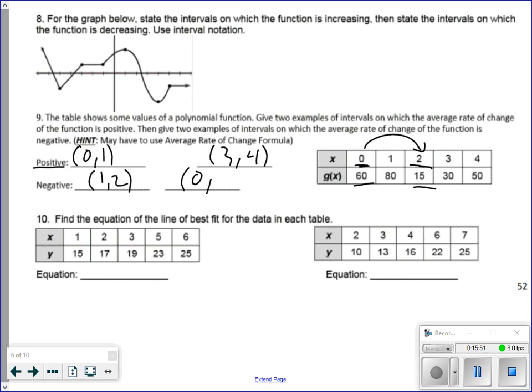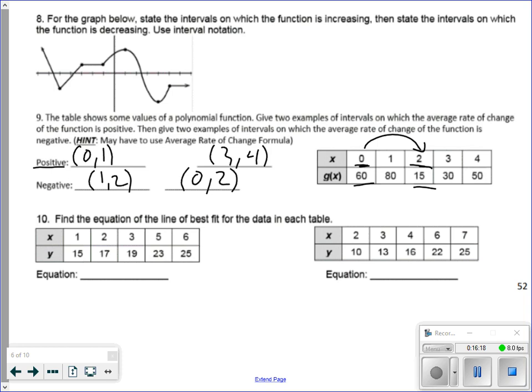All right. So the point of that is that the average rate of change doesn't just have to be from one point to the next. It doesn't have to go from 0 to 1 or 1 to 2, then 2 to 3. It can go from 0 to 2. You can have a bigger range than just going up 1 unit. So from 0 to 2, we decrease going from 60 to 15. That's why the average rate of change there is negative, because we decreased. You have a negative slope.